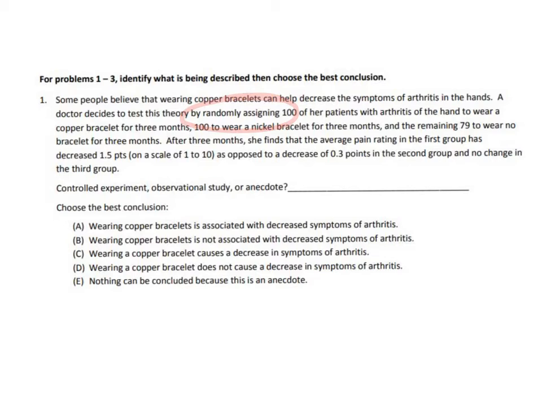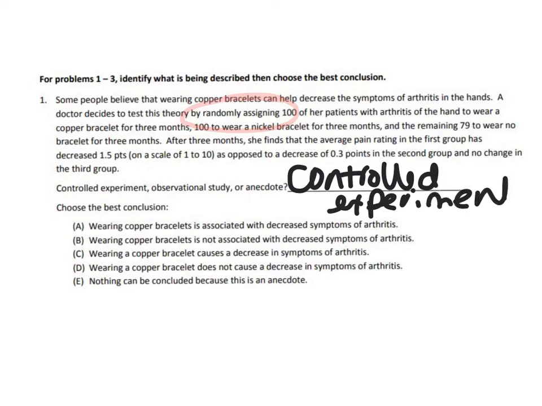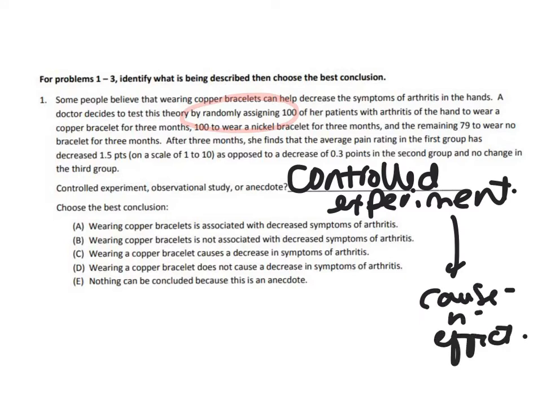So, because they randomly assigned, that's a controlled experiment. They randomly assigned the subjects. And so with randomly assigned subjects, you can basically do cause and effect. And so wearing the bracelet causes a decrease in arthritis symptoms. So the answer to that is C.